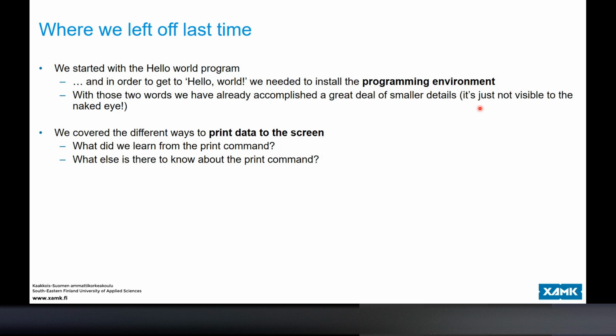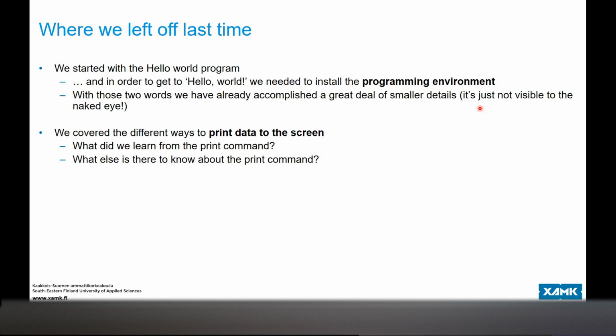So just printing stuff on screen in itself, I know the program is not very complicated, but we have already achieved quite a lot in this context. The actual takeaway from the lesson last week was how do we print data on the screen? Actually, because on this course we're mainly going to be working with text, it's how do you print text to the screen. And I think we should review a little bit what we learned from the print command, and also something we didn't cover last time, what else there is to know about this humble print command.